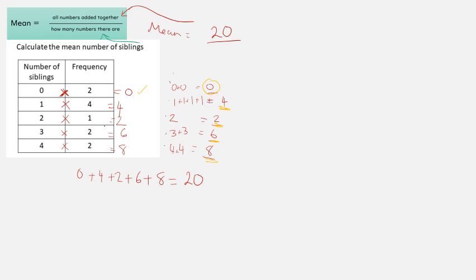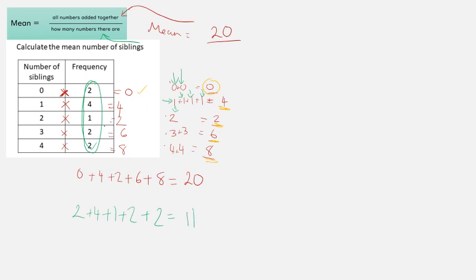Well, we could count up: 1, 2, 3, 4, 5, 6, 7, and so on. That might take us a long time if there's a long list of them. Remember, frequency means how many, so we could look at the frequency column and add all of those up. So 2 plus 4 plus 1 plus 2 plus 2 will give me how many numbers there are in total. So that's going to give me 11.